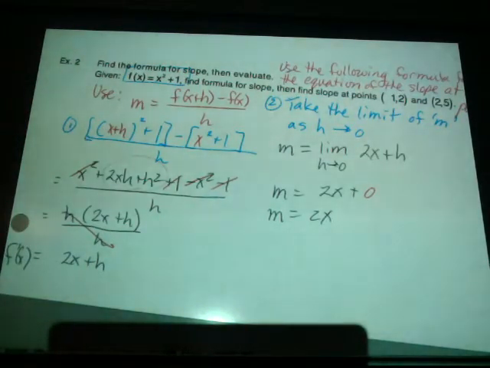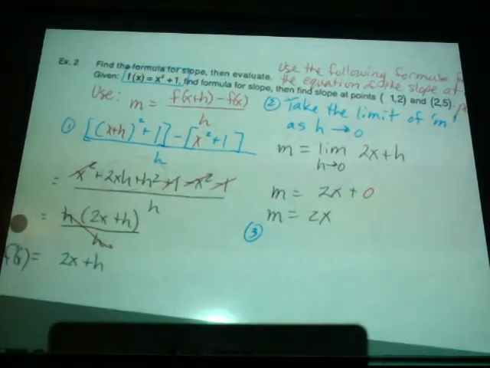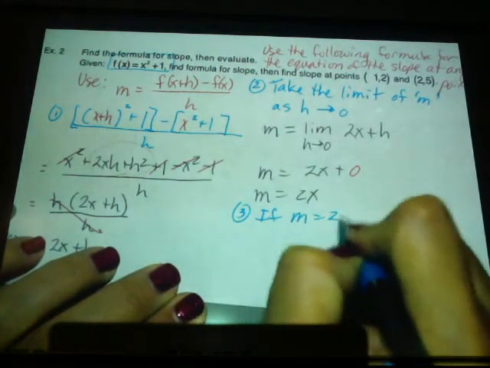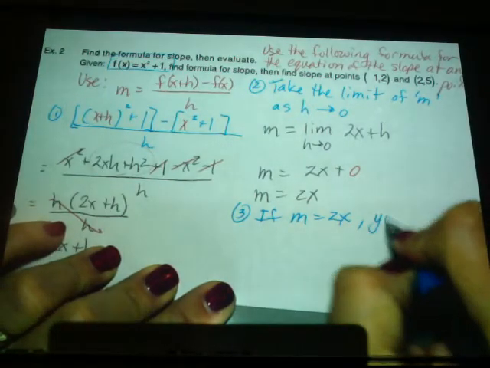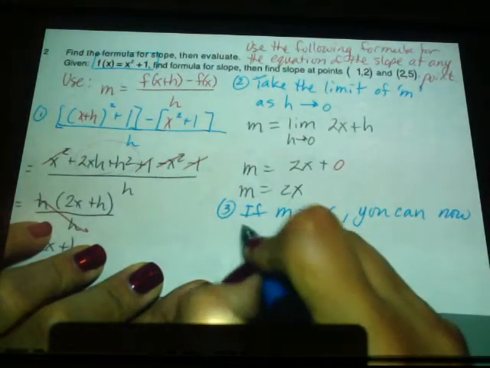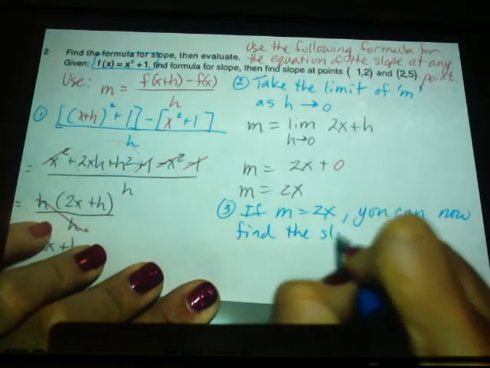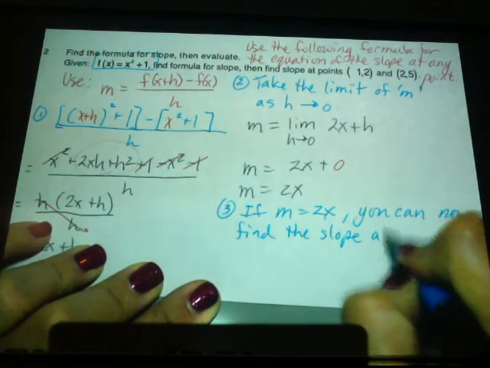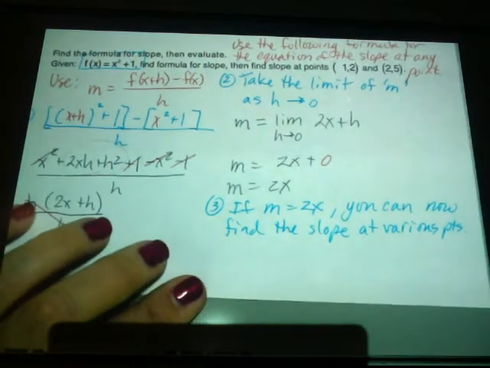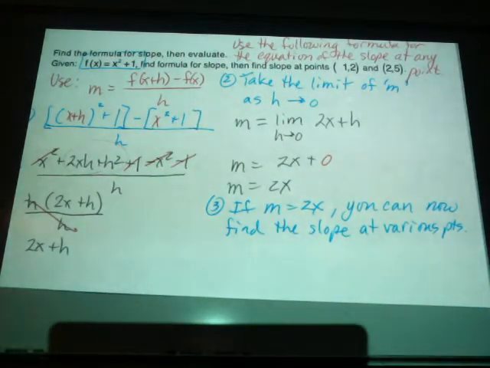Now, haven't you been given 2 different points? True or false? You've been given 2 different points. So then step 3, if m equals 2x, you can now find the slope at various points. So we're just finding the slope. We're not actually finding the equation of the tangent line. We could do that, couldn't we? If we wanted to. We'll get to that.